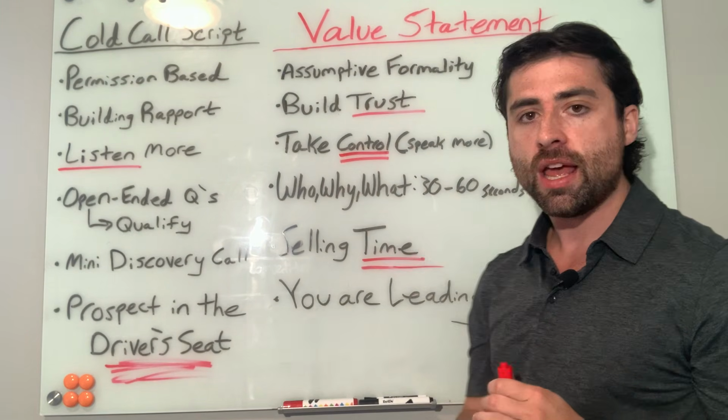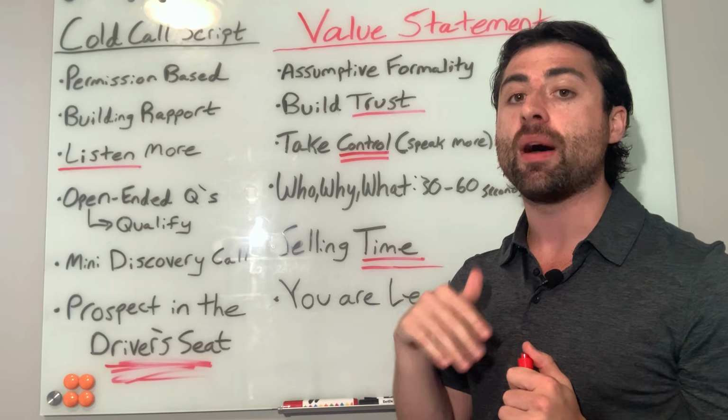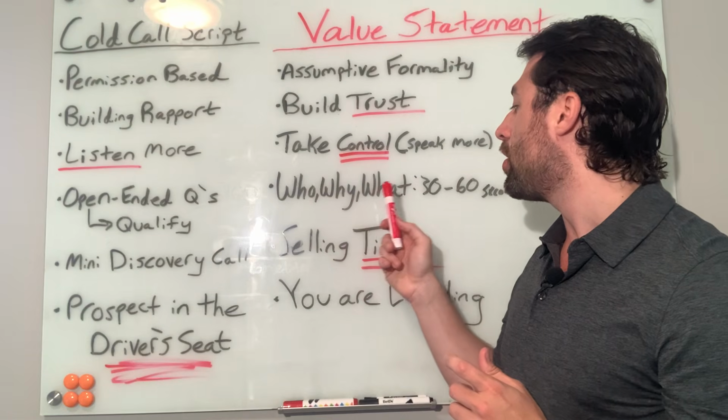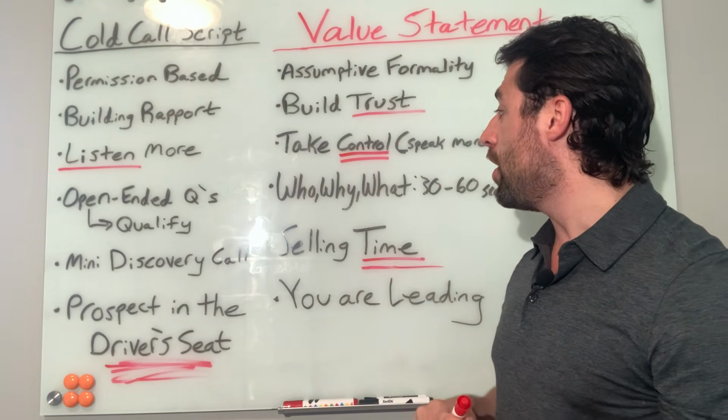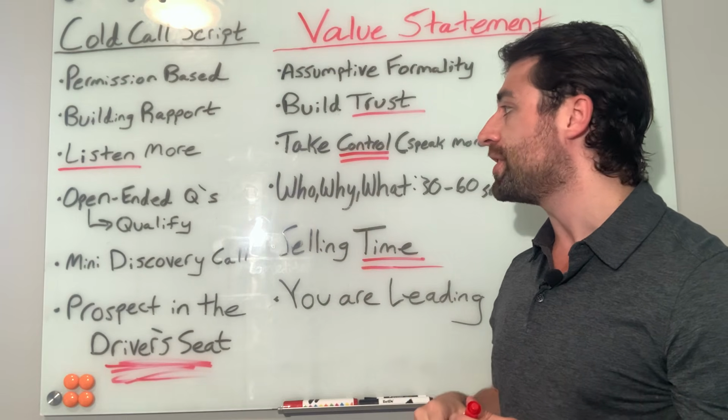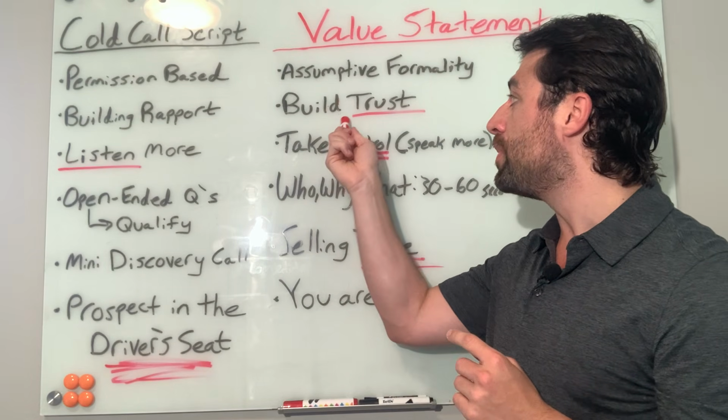So you speak more, and there's 3 things you have to answer for them, ideally in the first 30 to 60 seconds. And that's who you are, why you're calling, what you want. I'll link to a video where I break down a full example of a value statement where I deliver this who, why, what in 30 seconds. But this is really how you build trust.